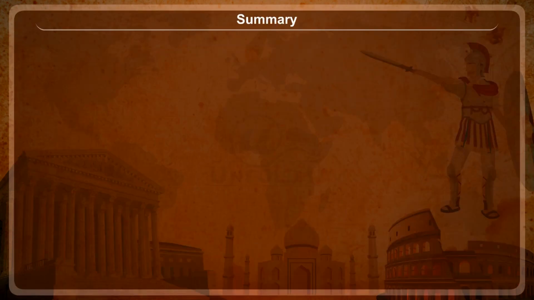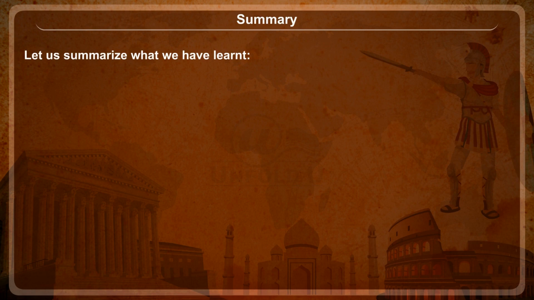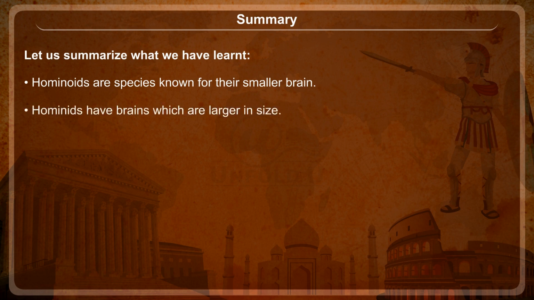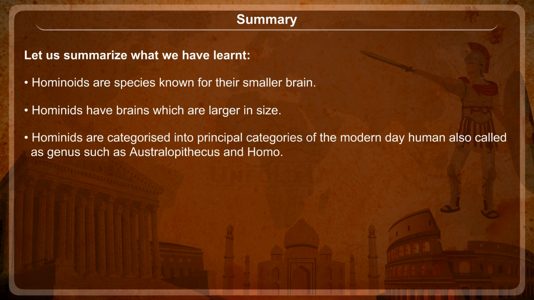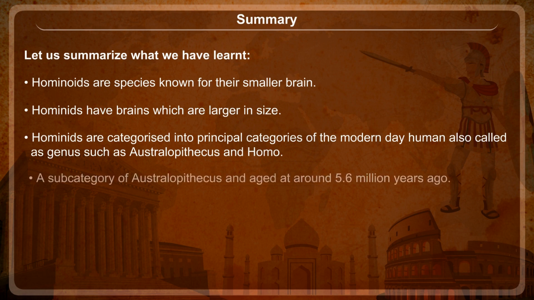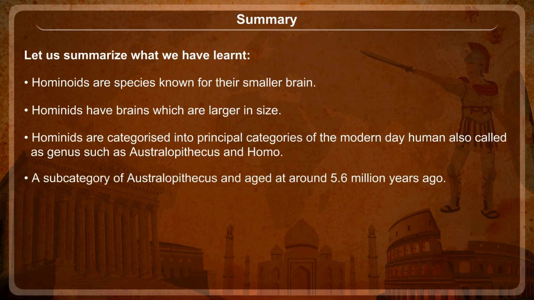Summary. Let us summarize what we have learned. Hominoids are species known for their smaller brain. Hominids have brains which are larger in size. Hominids are categorized into principal categories of the modern-day human, also called genus, such as Australopithecus and Homo. A subcategory of Australopithecus is aged at around 5.6 million years ago.